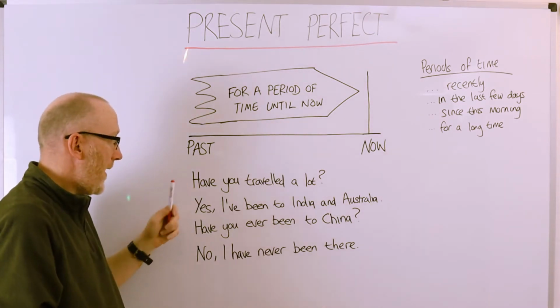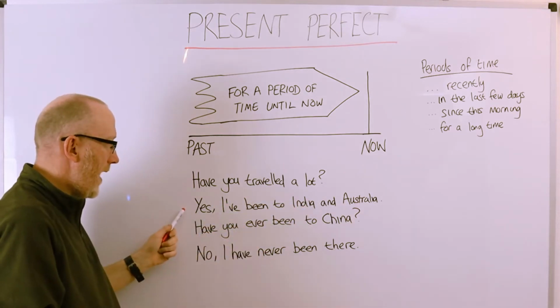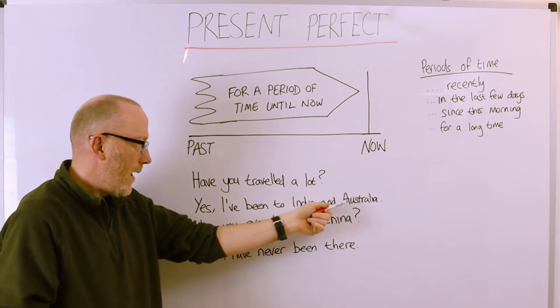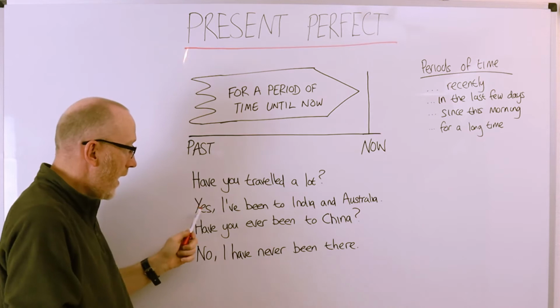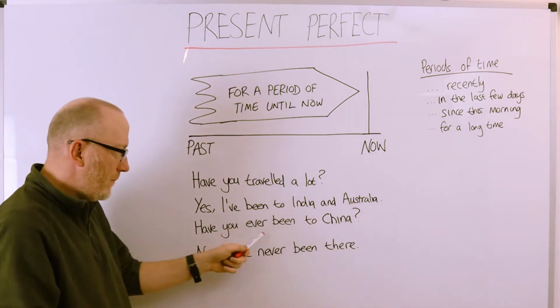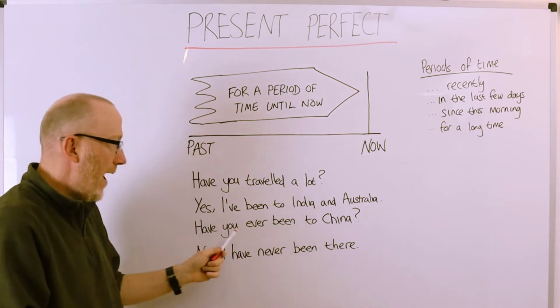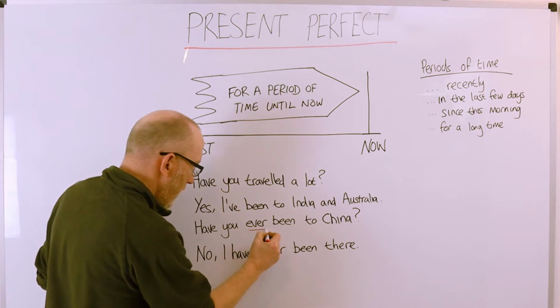So you may be asked the question, have you travelled a lot? And the answer here is yes, I've been to India and Australia. So have you travelled? Present perfect. Yes, I've been. Present perfect. Have you ever been to China?